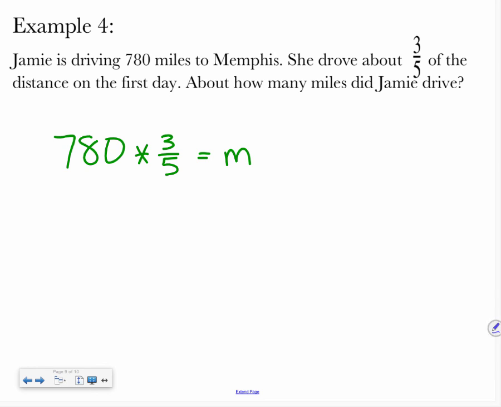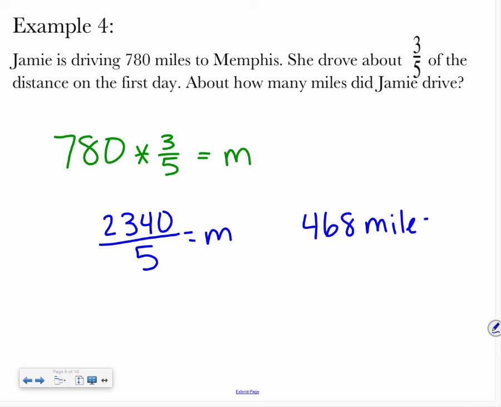Now this looks a little bit different than our one-step equations. You can see my variable is already by itself, so all that I have to do is multiply these two numbers together. So if I say 780 times 3/5, 780 times 3 is 2,340 over 5 equals m. And if I do 2,340 divided by 5, I know that is 468 miles. That would be my answer.